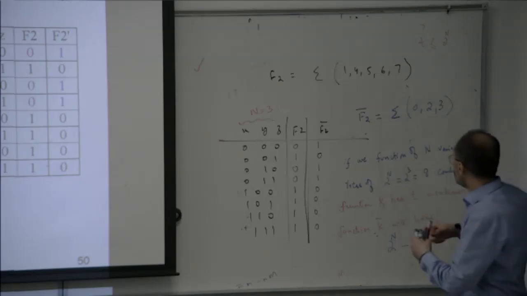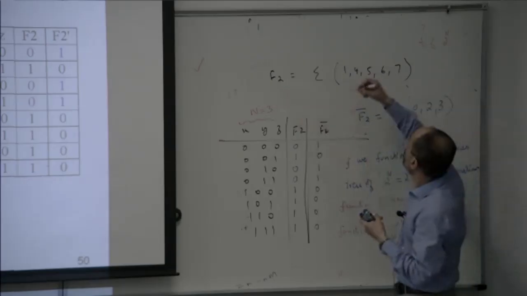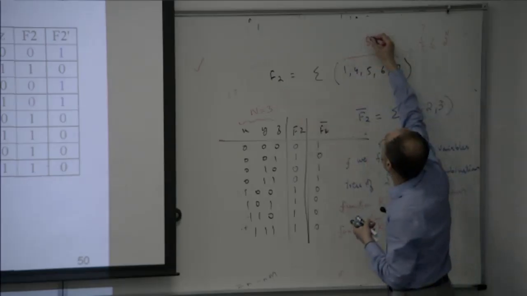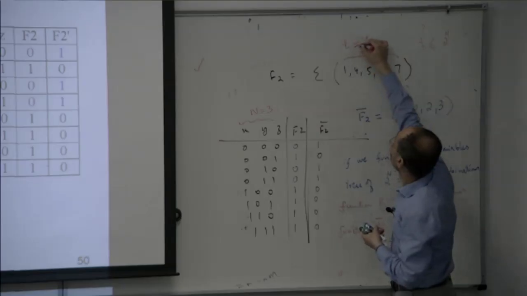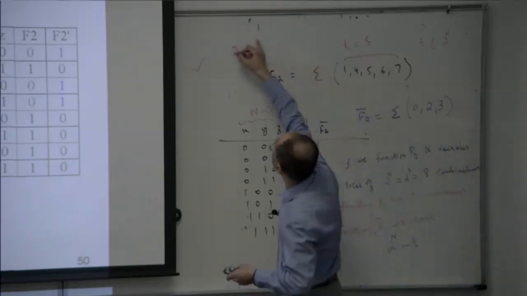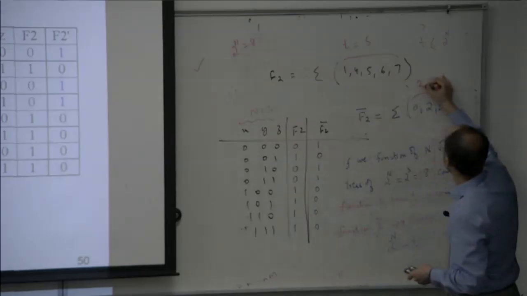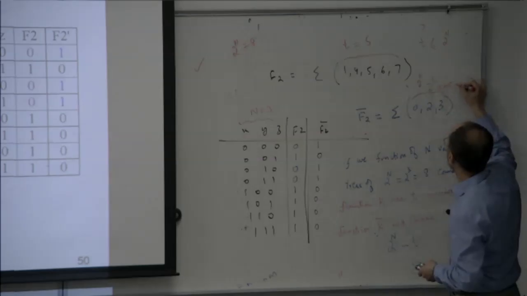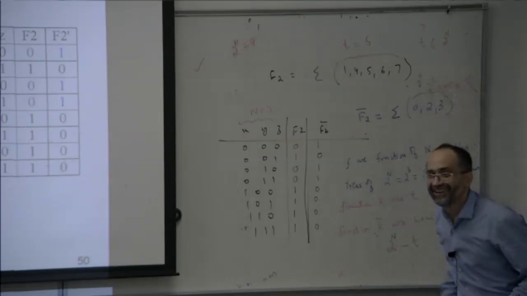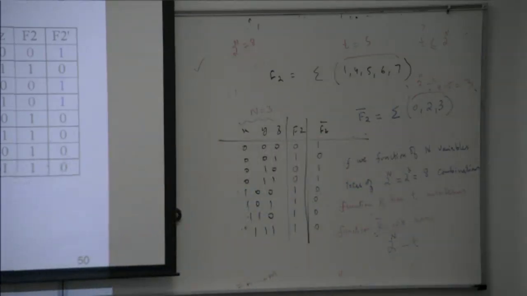Okay. Now if we have a function, how many combinations? 5. So what is t? T is 5. And then what is 2 to the power n? 8. So how many combinations do we have in the complement? 2 to the power n minus t, which is 8 minus 5. How many combinations? 3 combinations. Is this clear? Should we proceed?